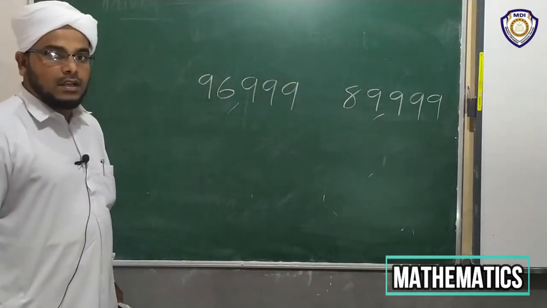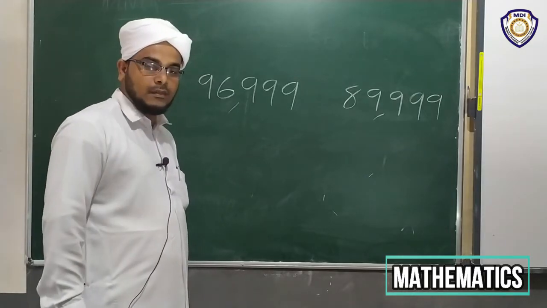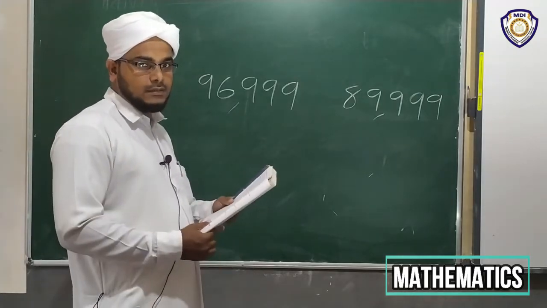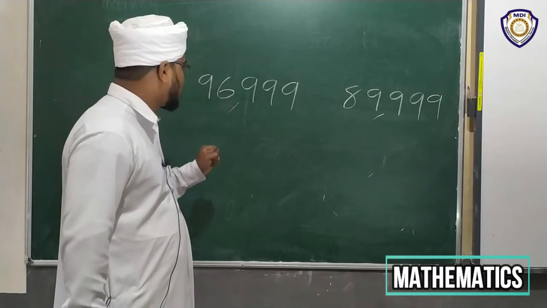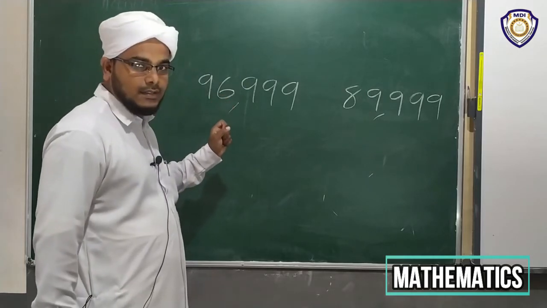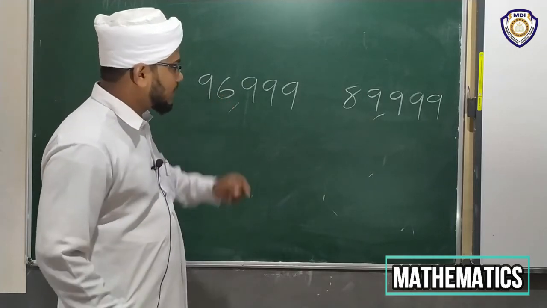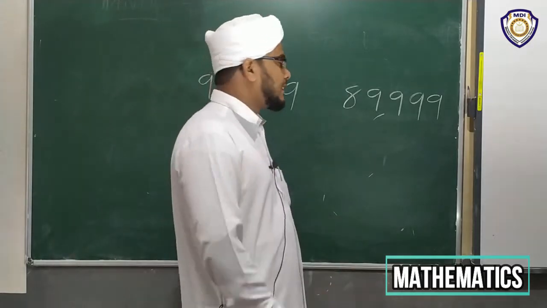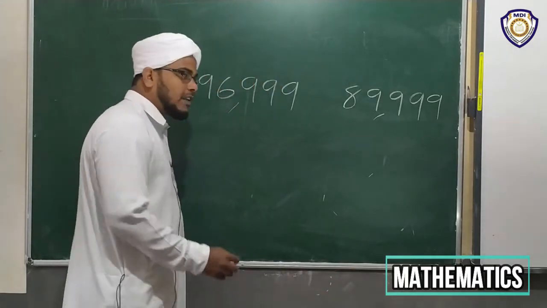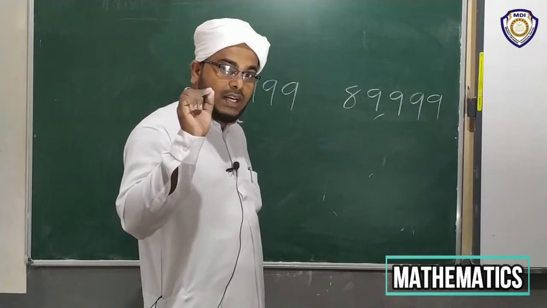Which is larger, which is smaller? Very simple. How can we find out? Here, the first rule we studied is that the number having more digits is larger.